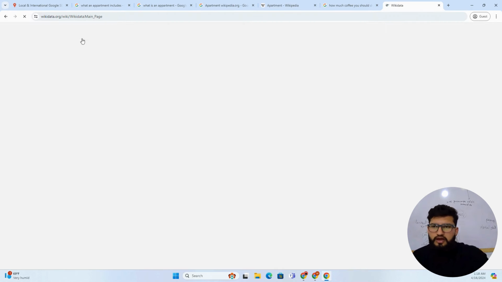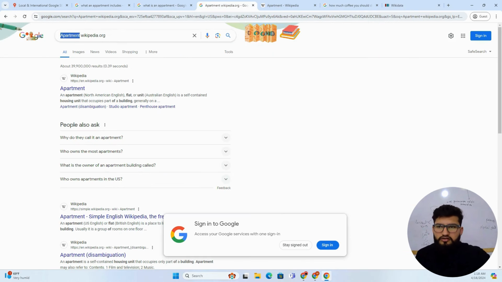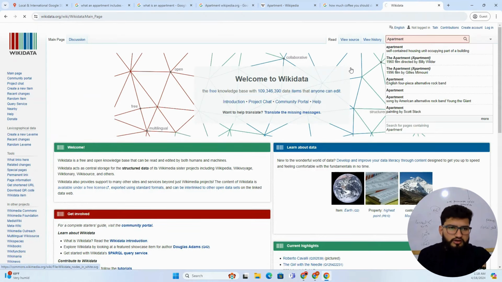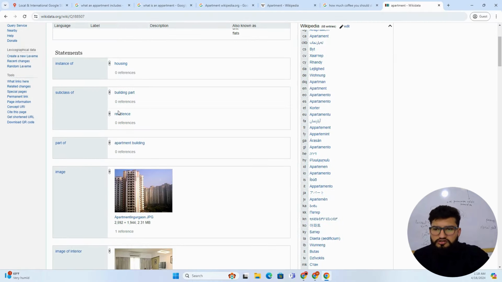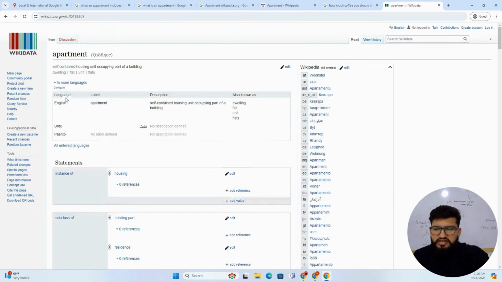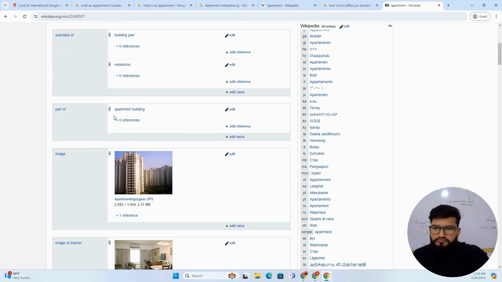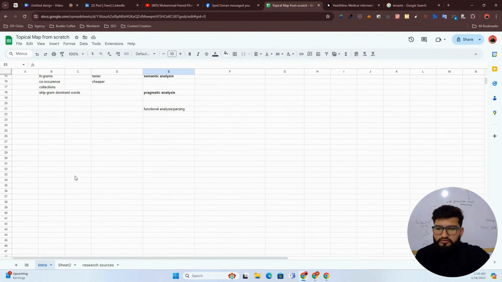wikidata.org, and if you write your same entity that you searched on Wikipedia, now you write it on Wikidata, it will give you more structured pages as well, that are related to apartment. So this will be a good starting point, like apartment building, like a residence. So this is what I'm trying to say.